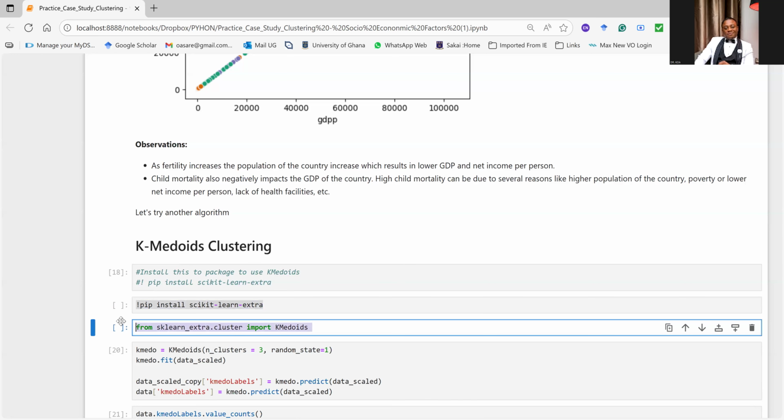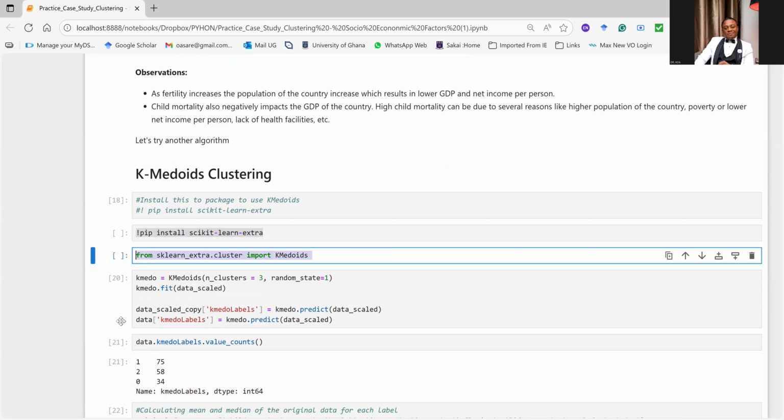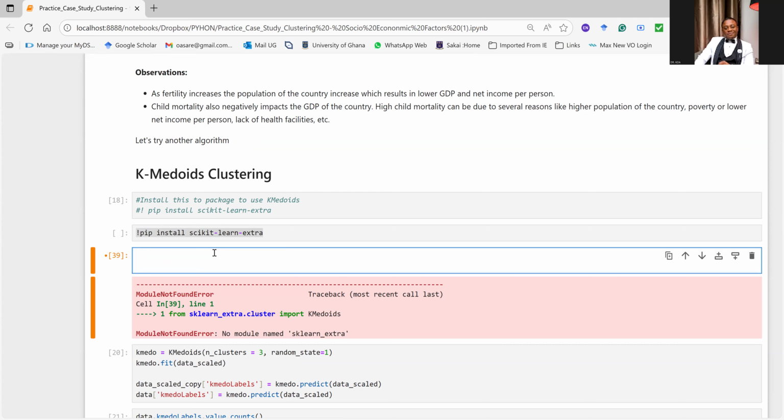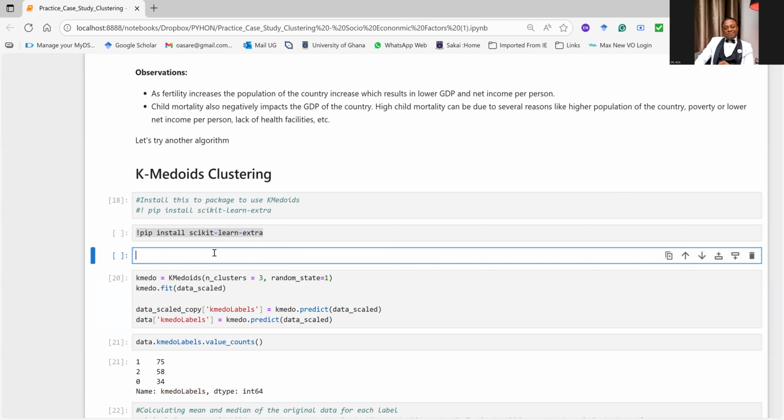Okay, so you do that. Remember, like I said, mine didn't work. Let me see whether it will work, but I've done it before. I think it's because the pip install is taking a very long time.